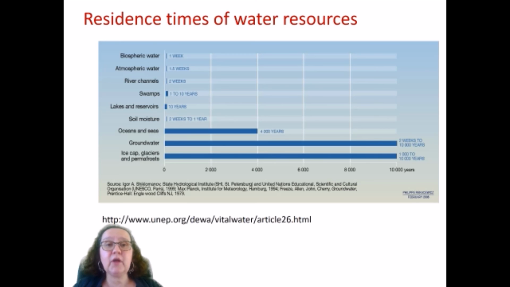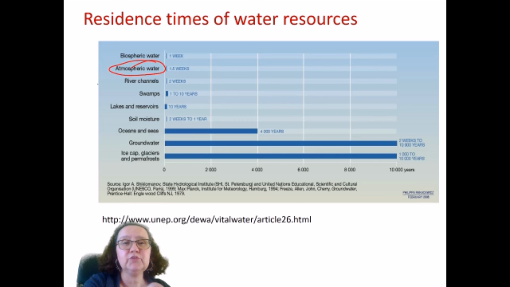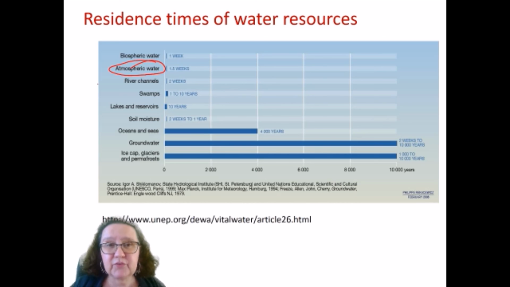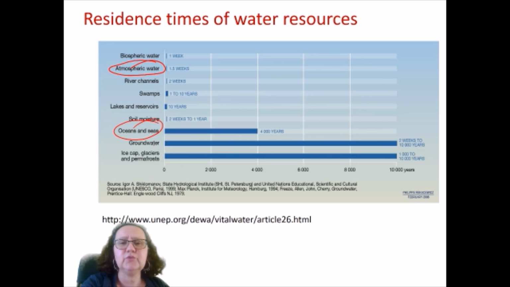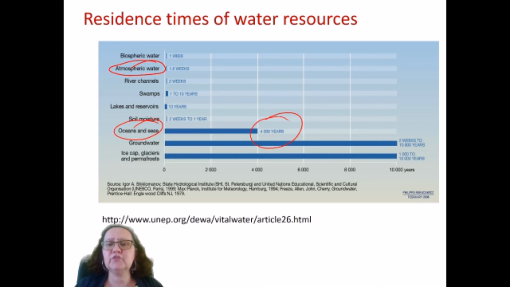This is just an example of typical residence times of water resources, and they are variable. For example, here we've got atmospheric water, which we calculated, yes, around 10 days, a week and a half. You've got biospheric water around a week. You have soil moisture, 2 weeks to a year. Then you have things like oceans and seas, which have a typical residence time of 4,000 years.